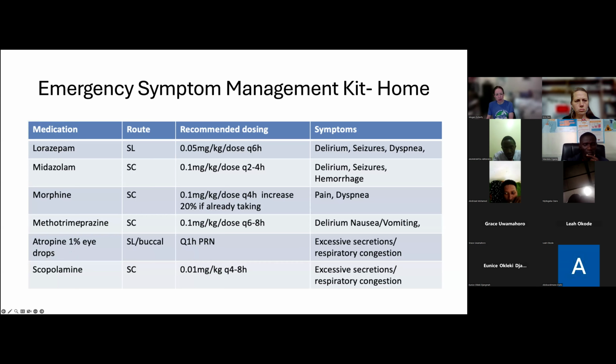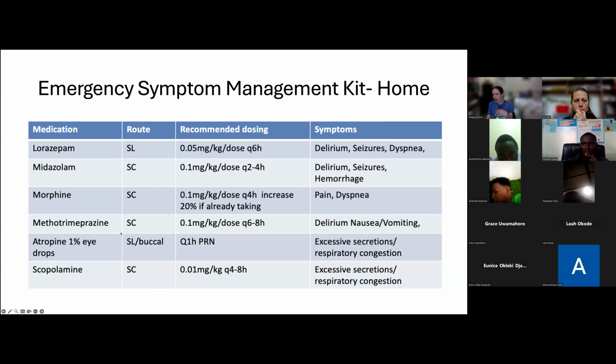We send with methotrimeprazine. It's very similar to haloperidol. So you could send them with haloperidol, again, for nausea, vomiting, and delirium. And then we send with something for secretions. So we have atropine eye drops, which we use in the mouth to dry up the secretions. Other medicines that work in this way are scopolamine, which is hyoscine, or glycopyrrolate.